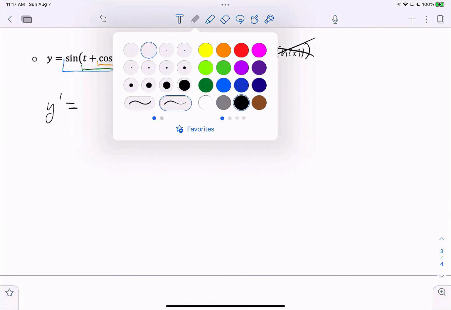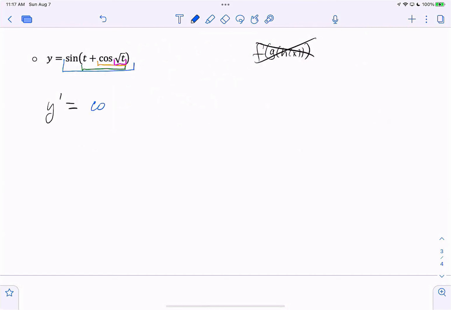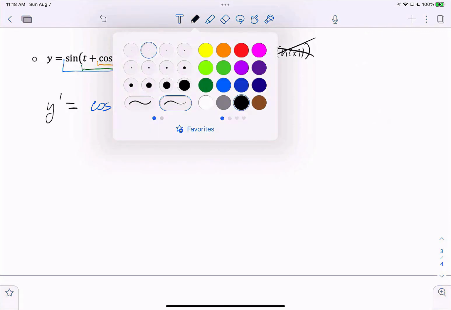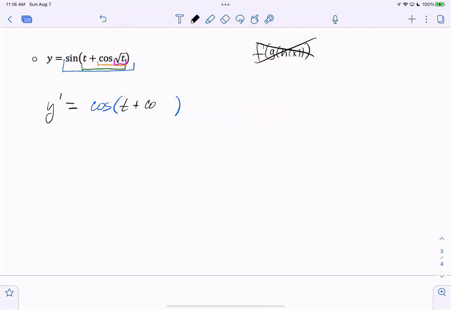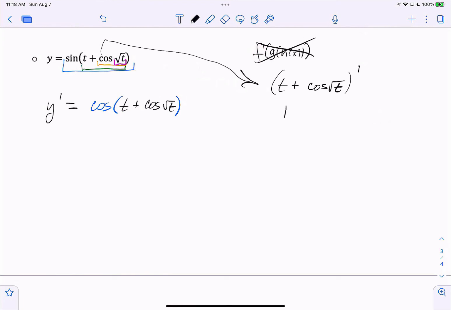y prime is equal to, the derivative of the sine is the cosine, and what the cosine is holding won't change, so I'll just put that down as t plus the cosine of the square root of t. None of that changed. Now, let's take this inside function out all by itself: t plus the cosine of the square root of t. And we're going to differentiate that. So the derivative of t is, of course, 1. The derivative of the cosine is the negative sine. The cosine was holding the square root of t, and so I have negative sine of the square root of t.